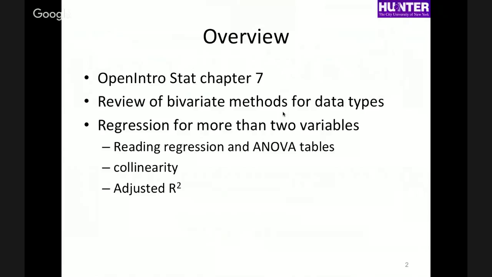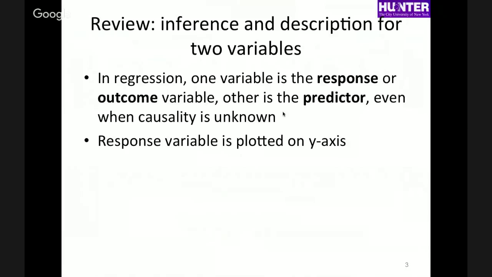I'm going to start with a review of some of the bivariate methods and then give some description and examples of reading the tables that you will see for multiple regression, along with a little discussion of collinearity and an adjusted R-squared that we use in multiple regression.